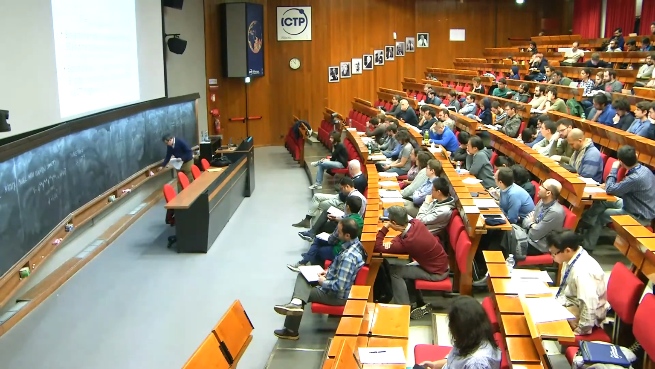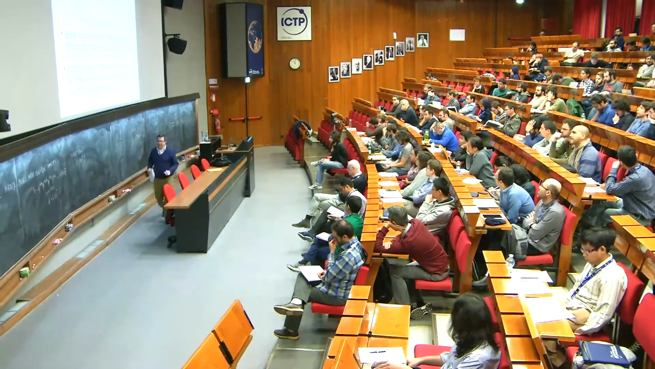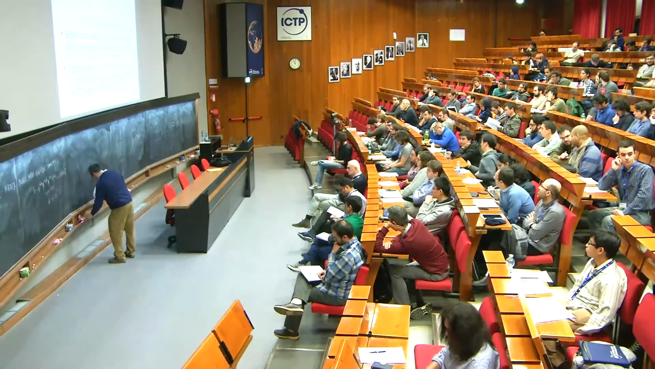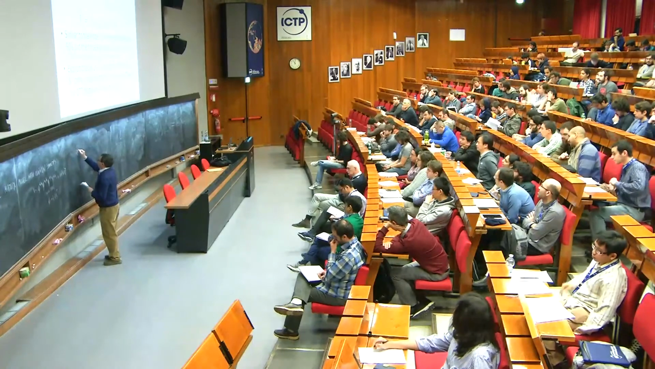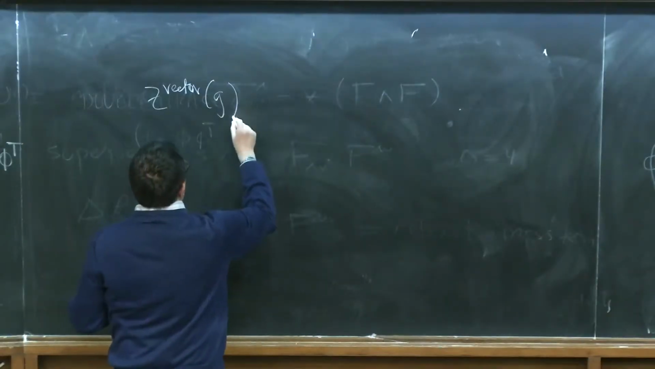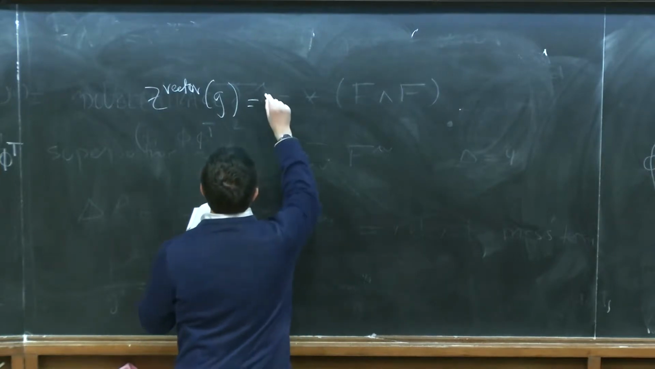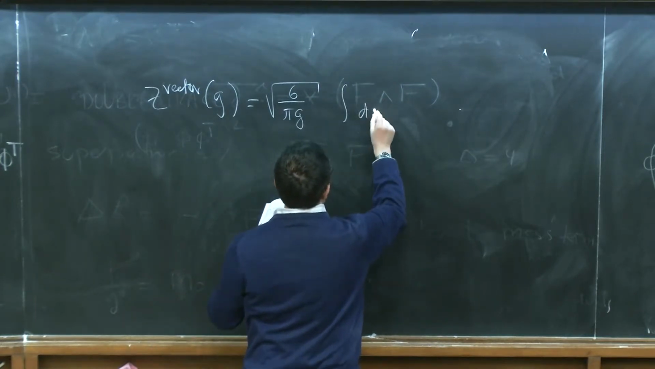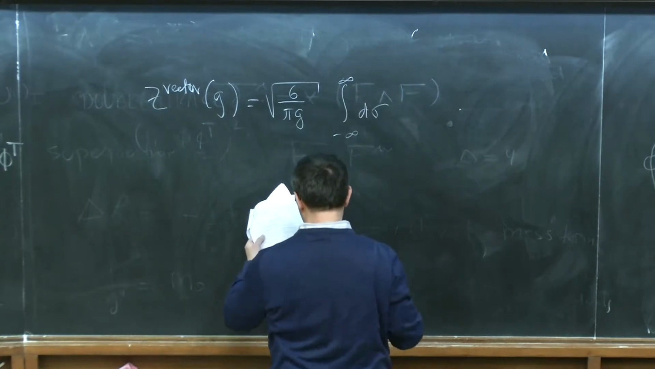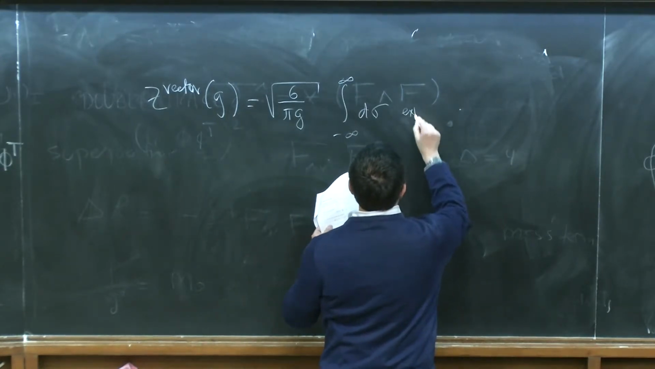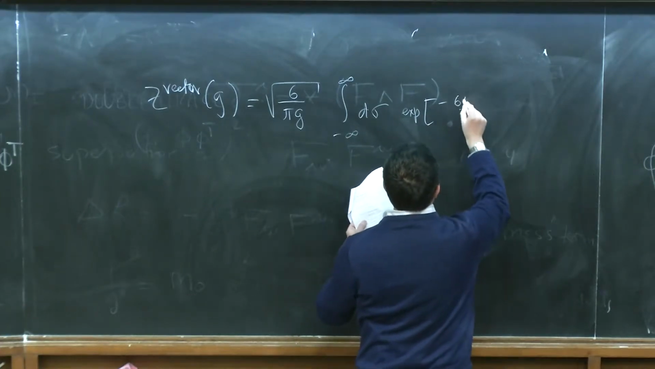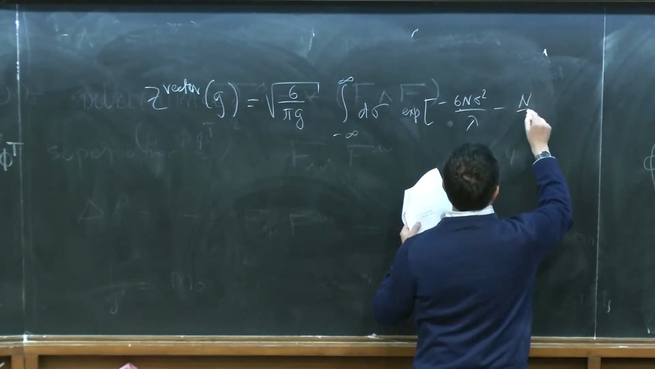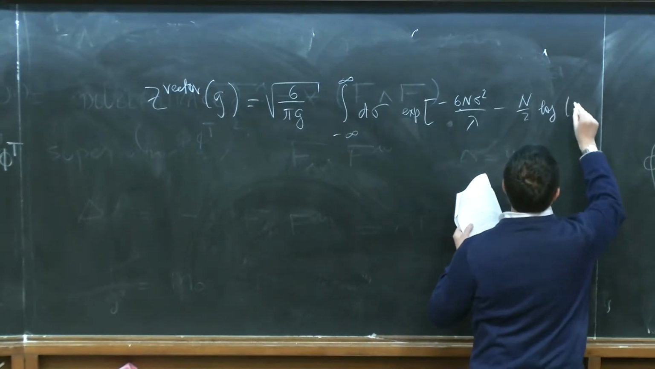So what did I do? I wrote down, with the help of this Hubbard-Stratonovich trick, the Z vector could be turned into the following integral: d sigma from minus infinity, exponential of minus 6n sigma squared divided by lambda, and then minus n over 2 log of 1 plus 2i sigma.